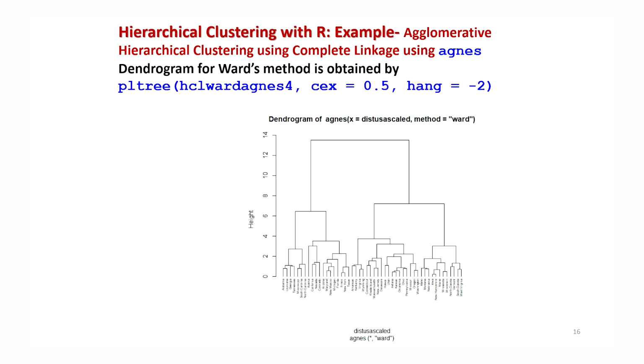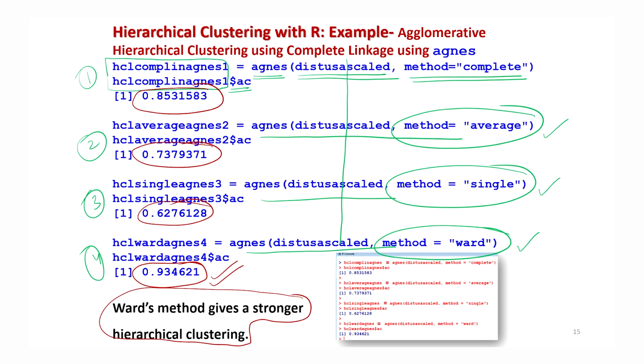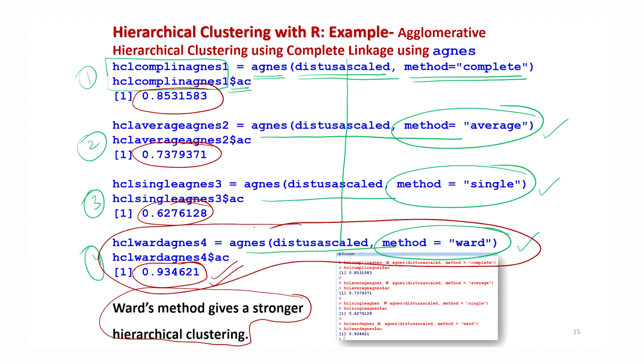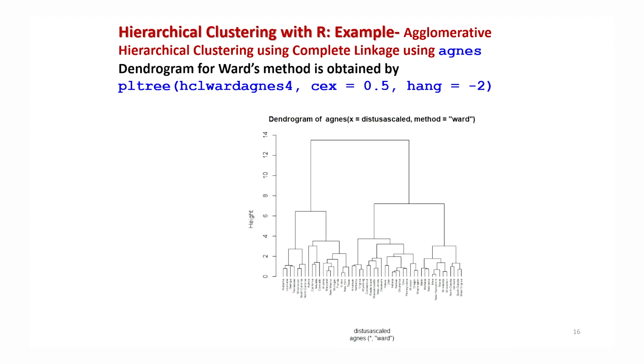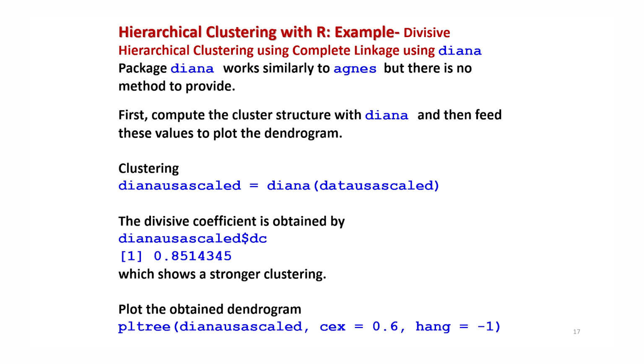Now, if you try to obtain the dendrogram of this one, the method which you are now saying that the ward method is going to give a stronger hierarchical clustering. So we try to create the dendrogram of this case. So this is here like this, and this is here the dendrogram. Now you can interpret accordingly, and you can see here this is based on the ward method, right?